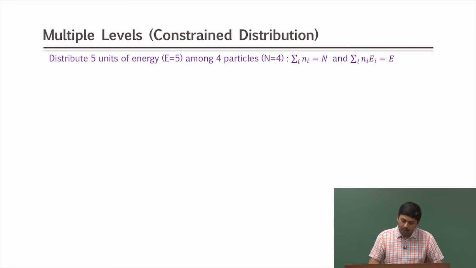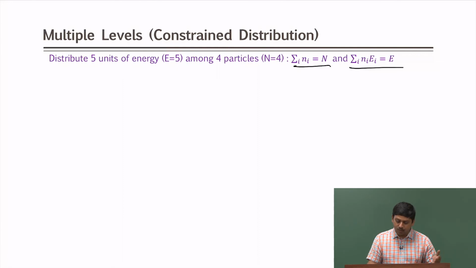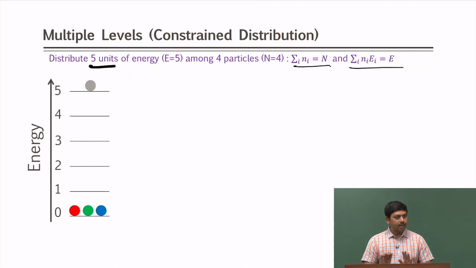Multiple levels and constrained distribution. Why do I say constrained distributions? Because my number of particles is fixed and my energy is also fixed. My energy is 5 units, and my number of particles is 4. Both are fixed. How can I do that? I can do that by drawing the levels, simple levels, and distributing them.